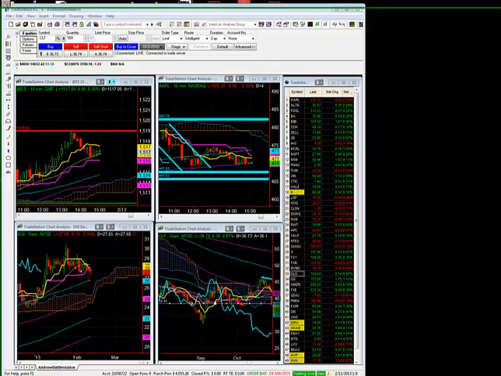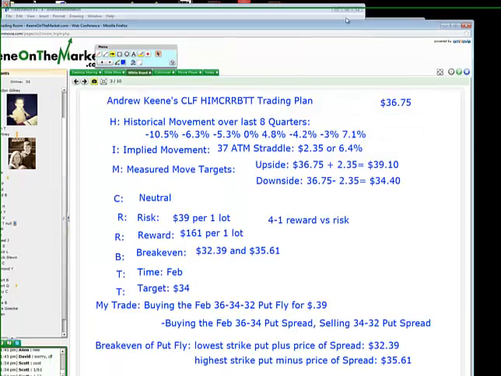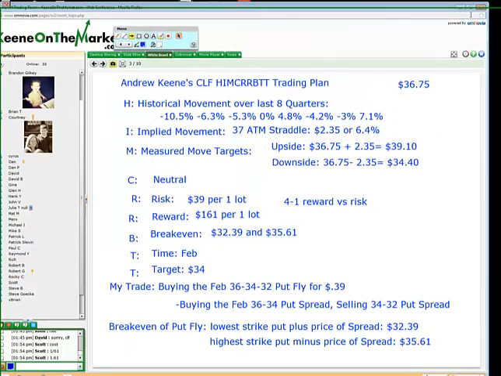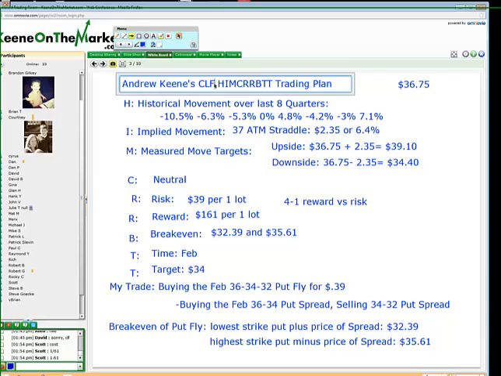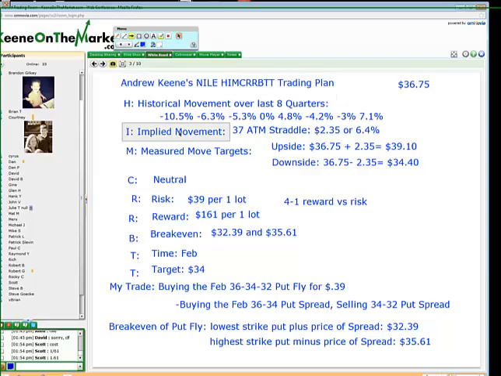So very, very similar thing. I'll just go through the HIM Cribbit trading plan for NILE. So let me bring this up. In NILE, N-I-L-E, for earnings. This is another really hard one to do, and I might not even take a trade in this. Stock is currently trading 30.27.